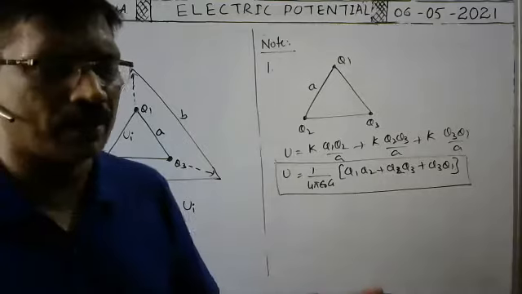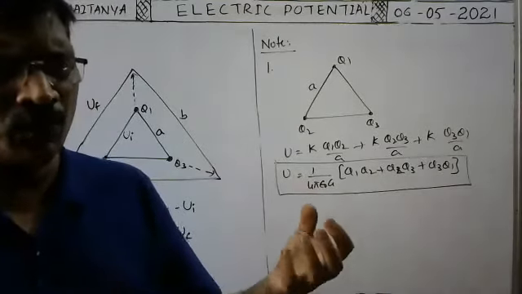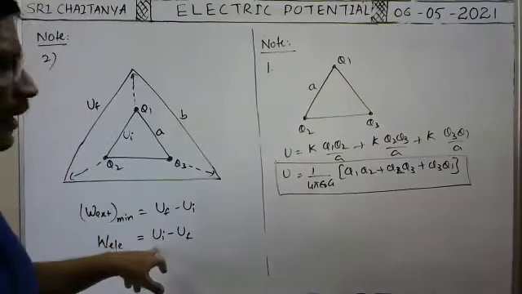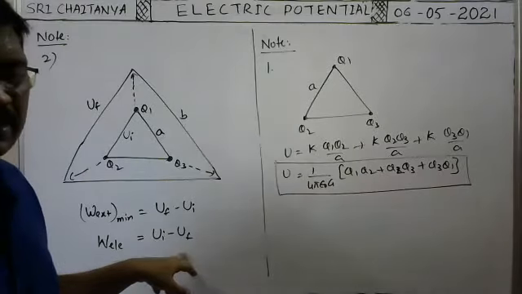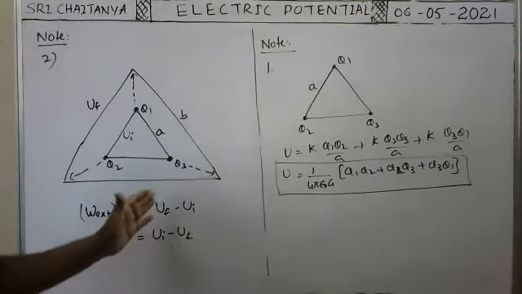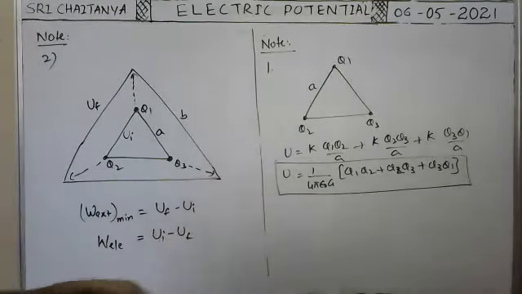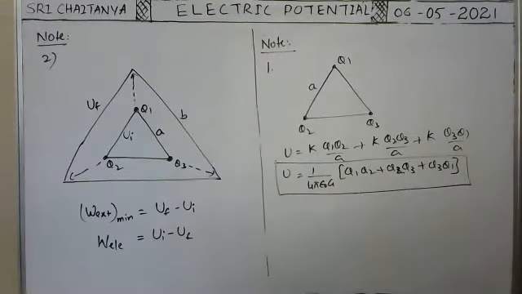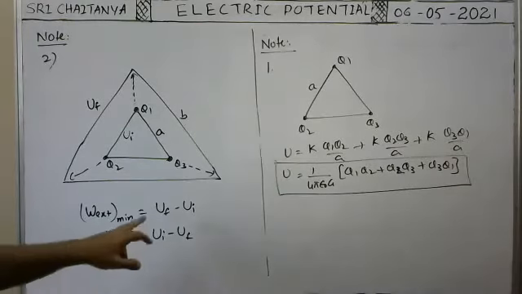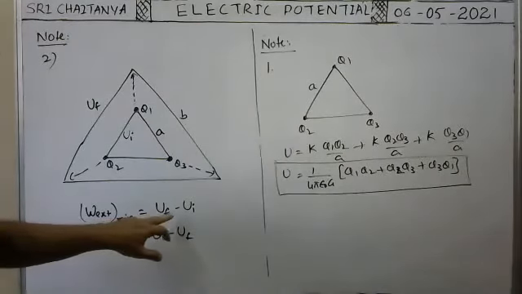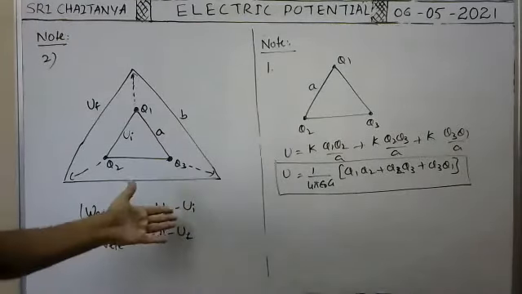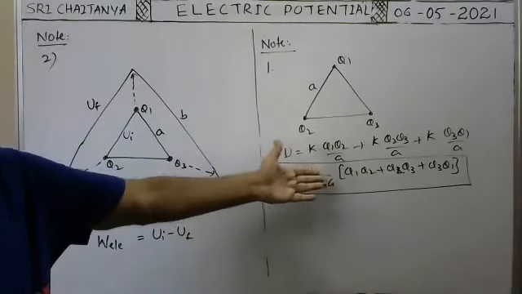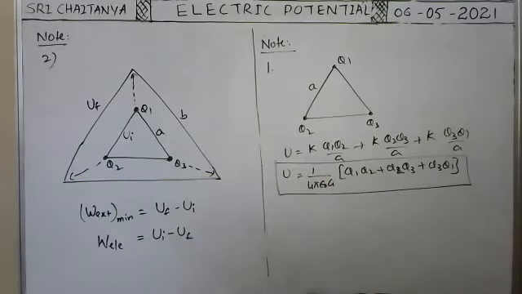Just as in gravitation also, work done by the gravitational field means initial potential energy minus final potential energy. Work done by an external agent means final potential energy minus initial potential energy. Already we know, the U_I or U_F formula is this only, no? This type of formula only, no? Okay, we can use.